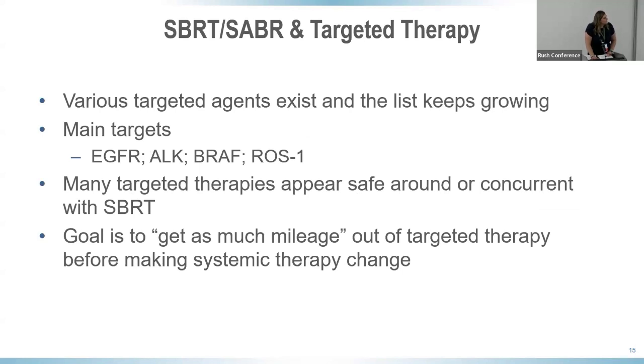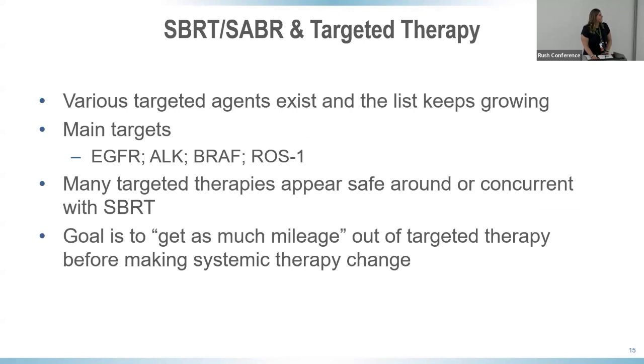So how safe is SBRT when we're talking about patients who are on targeted therapies? Since there are so many that exist and the list keeps on growing, a few of them, which are EGFRs, ALKs, BRAF, and ROS1s, appear to be safe when given concurrently with this type of treatment. The goal, as I mentioned, is to get as much mileage out of this targeted therapy before making a systemic therapy change.